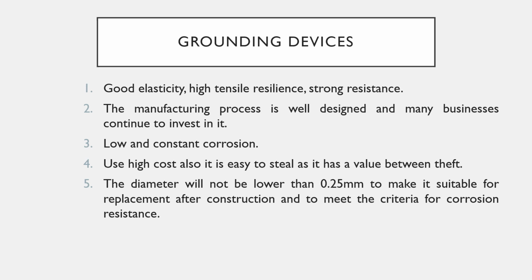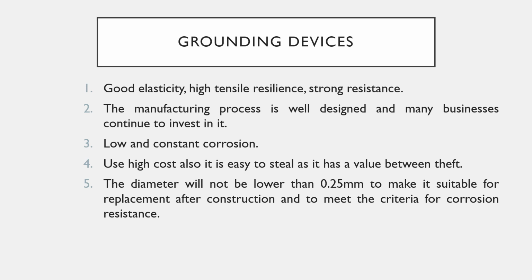The first example of a part manufactured using copper-clad stainless steel is the grounding device. It has good elasticity, high tensile resilience, and also strong resistance. The manufacturing process is well designed, and many businesses continue to invest in it. It also has low and constant corrosion. It has a high cost, and it is also easy to steal as it has a value for theft.